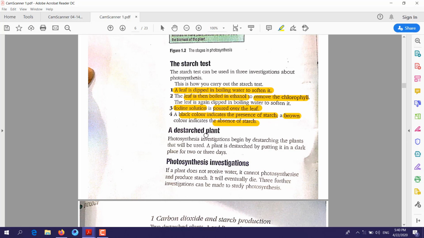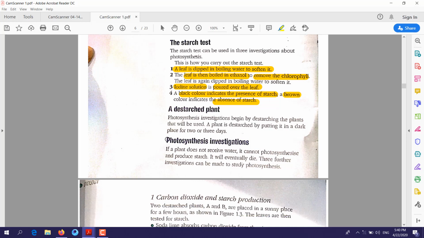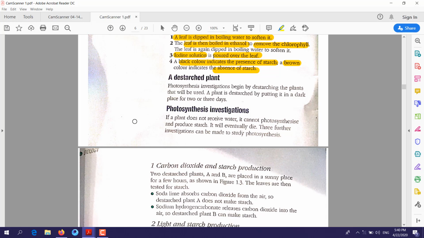So these are the steps to test if there is starch in a leaf or not. Then, a destarched plant. What do we mean by a destarched plant? A plant has starch stored in it. When the plant uses all the stored starch in it, we call it a destarched plant, or in another meaning, a plant without starch.